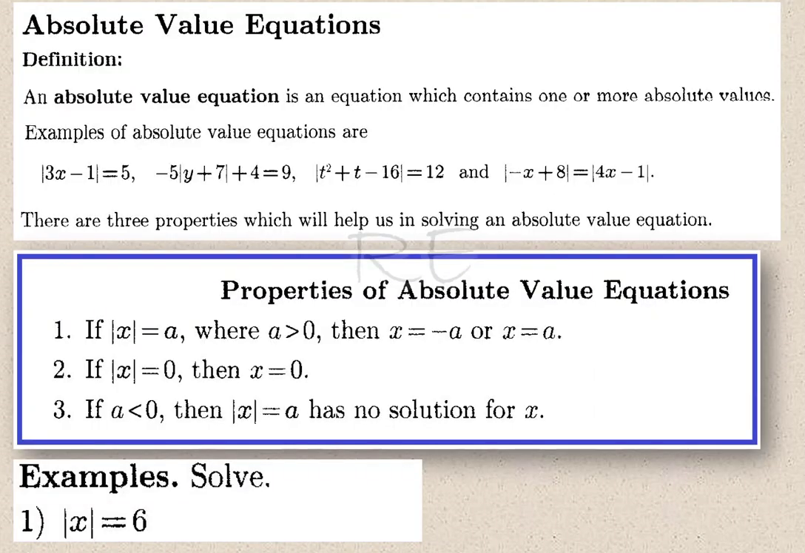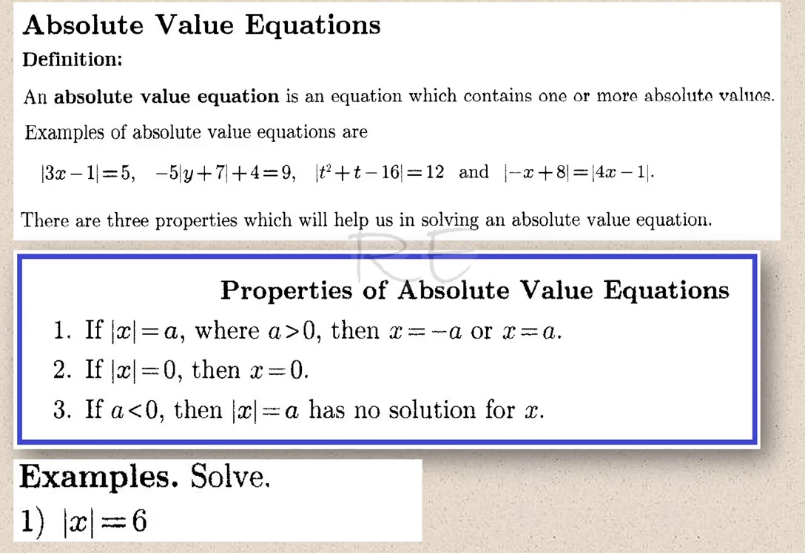An absolute value equation is an equation which contains one or more absolute values. We are going to use three basic properties of absolute value equations to solve problems. The first one: if the absolute value of x is equal to a, where a is positive, then x is equal to negative a or x equal to a.